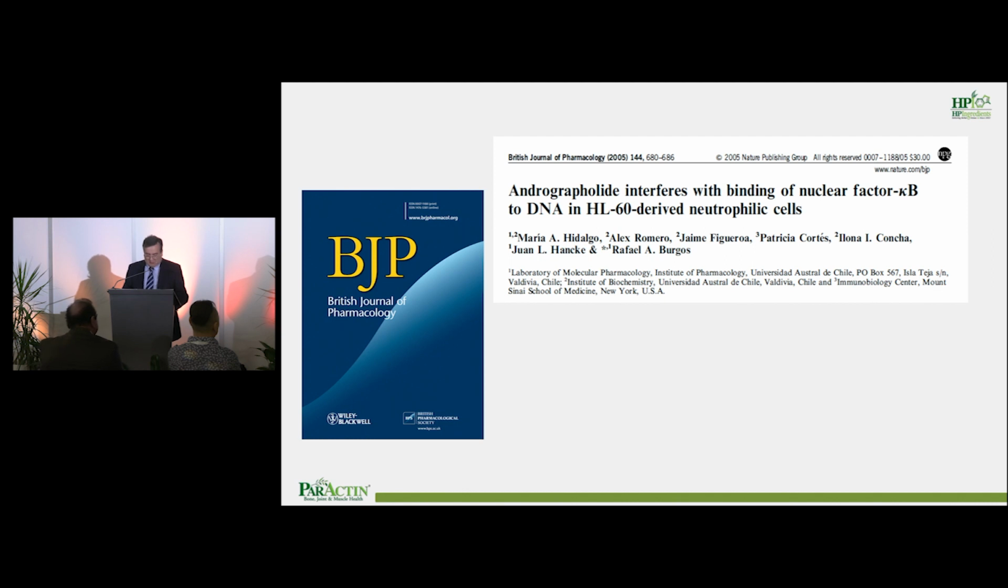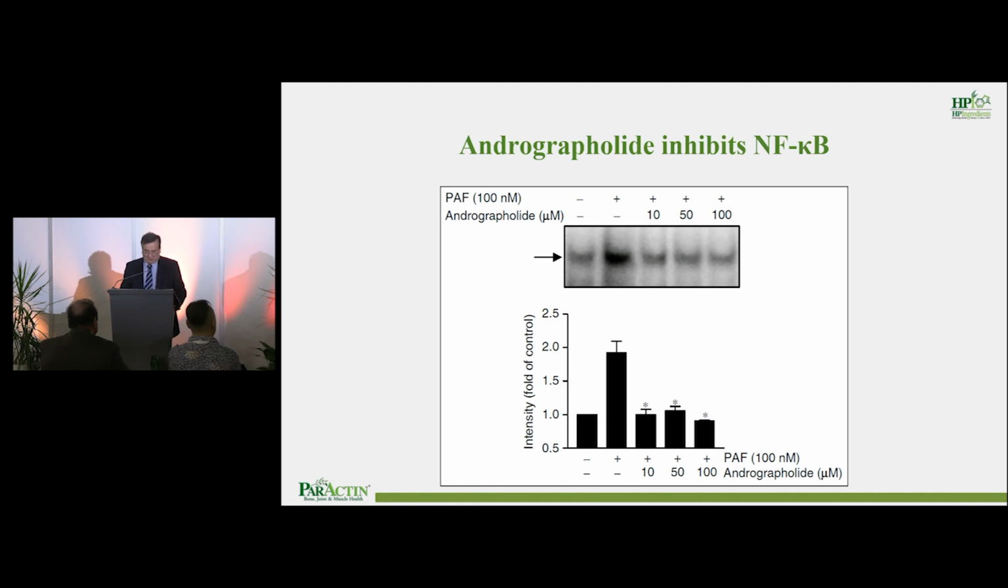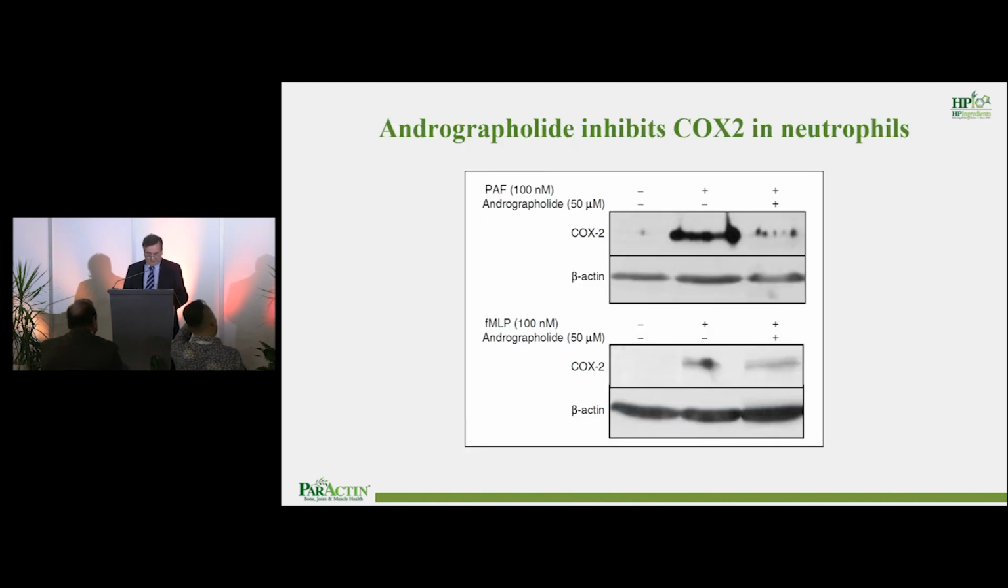Two articles about the role of andrographolide in the NF-kappa-B pathway were published simultaneously, one of them by our group. We showed that andrographolide interferes with NF-kappa-B binding to DNA in neutrophils. That is a leukocyte that increases in acute inflammatory response. In this slide, we use PAF, which produces an increase in NF-kappa-B binding in the neutrophil nucleus. In this experiment, andrographolide significantly reduced DNA binding of this nuclear factor. Andrographolide induced an interference of NF-kappa-B binding in the neutrophil nucleus, reducing both PAF and fMLP-induced COX-2 expression. This suggests that the anti-inflammatory effect of andrographolide is independent of the stimulus used.